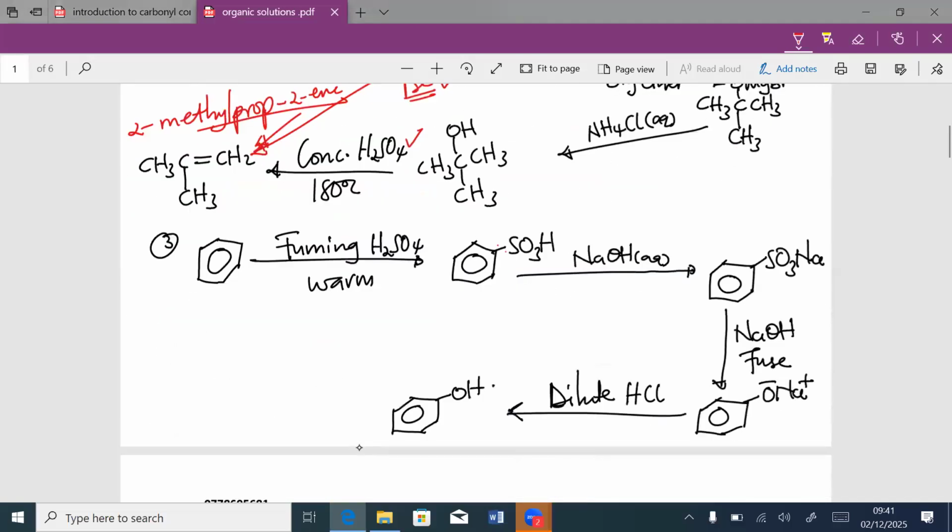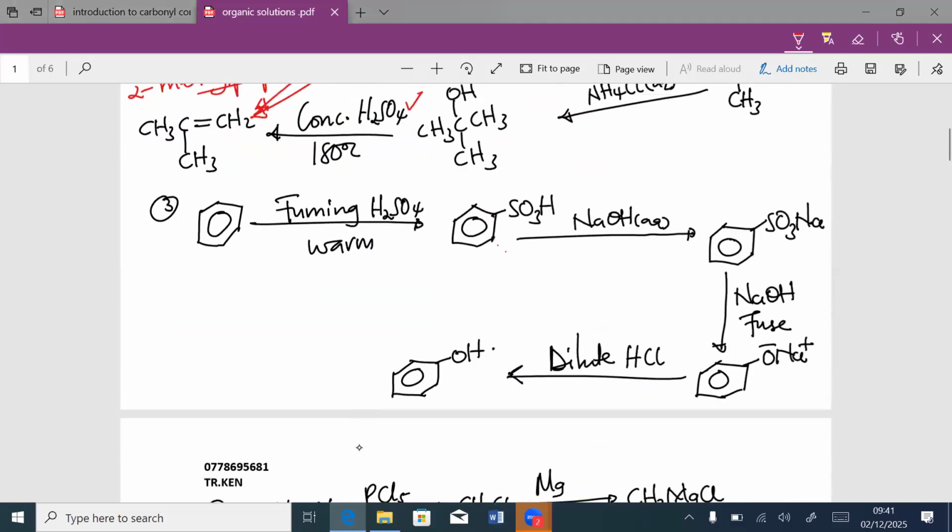Then here we're synthesizing phenol from benzene. So here I move to benzene sulfonic acid. Then from benzene sulfonic acid, I can move to phenol via these reactions. So that is correct, and we have formed that product.